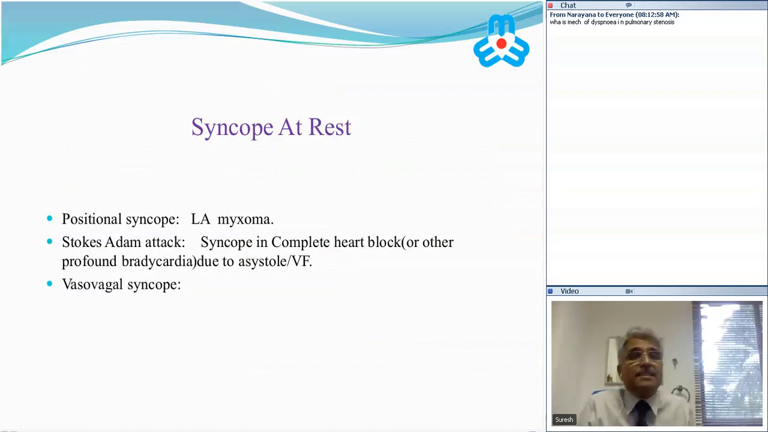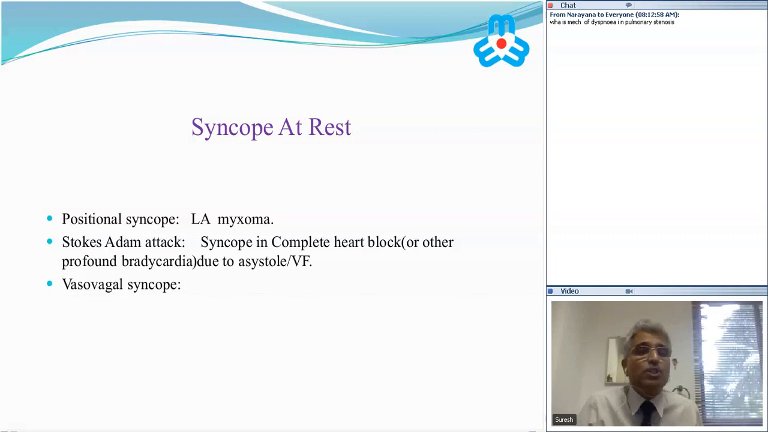Syncope at rest is no less significant, only thing is it is a little different pathophysiology. Positional syncope is a feature of left atrial myxoma. Like when a patient shifts from one position to the other, the myxoma, which is not obstructing earlier, gets a chance to obstruct the LV inflow, and as a result, the patient develops syncope. Also, unrelated to position, unrelated to exercise, syncope occurs in the context of complete heart block or sick sinus syndrome, where there is a profound bradycardia.